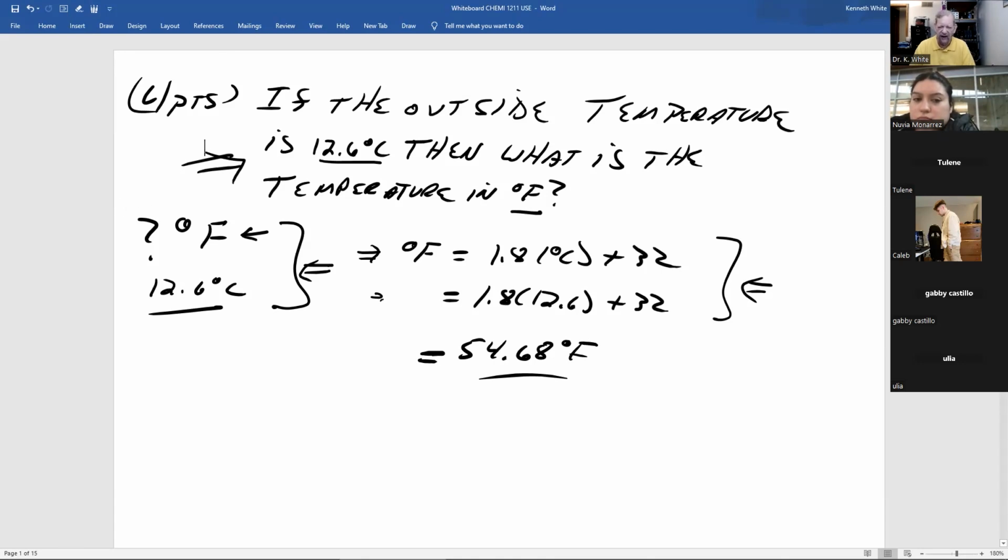I read the problem. I found out, what am I being asked to find? And I write it down with a question mark. You don't have to do this, but it works really well. Then I look at, what am I given? And once I have that, I don't have to read the problem again. And I know to use this formula. I put it in degrees C and do the math.